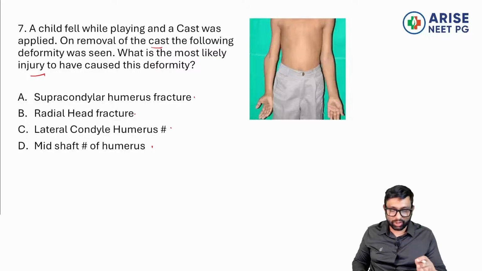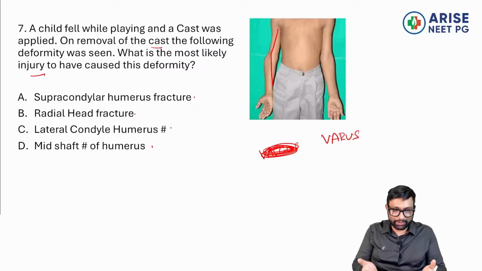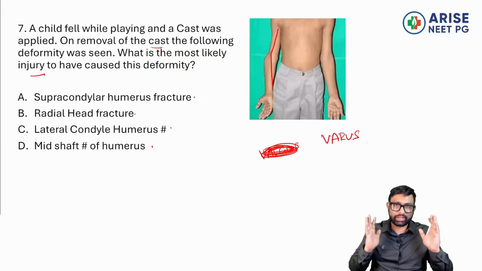This is a gun stock deformity where you can see that the limb has come close to the body. We know that if any limb comes close to the body, we call it varus. We don't call it valgus, sorry for that. We keep the valgus away. If it comes closer, it is called varus.